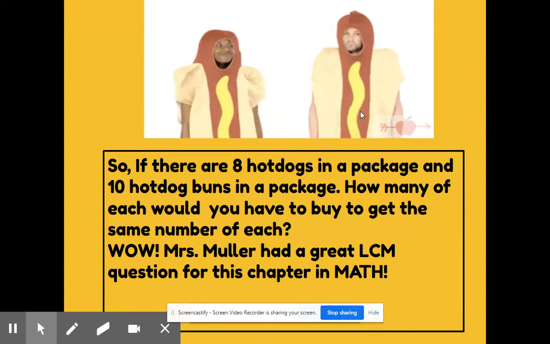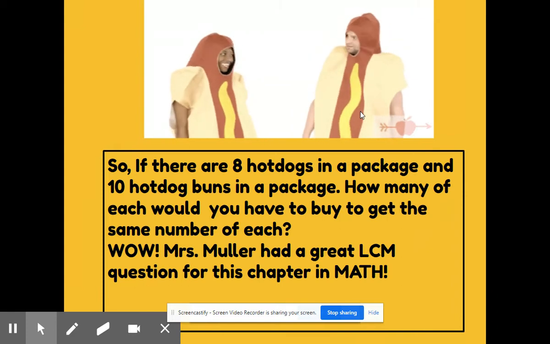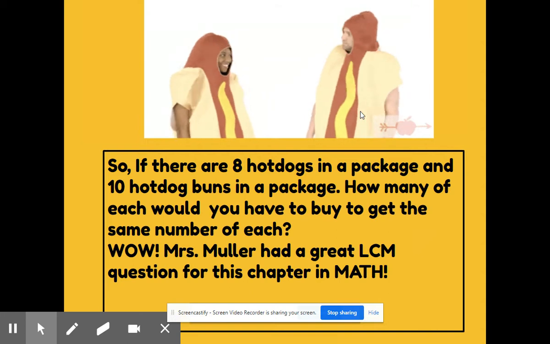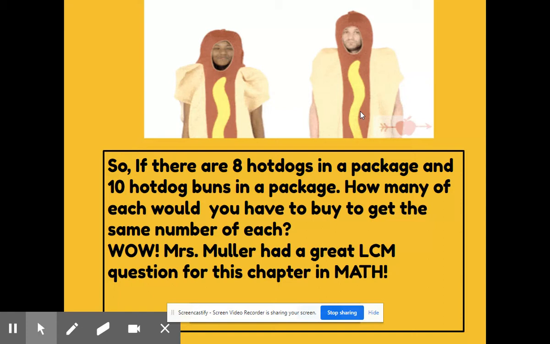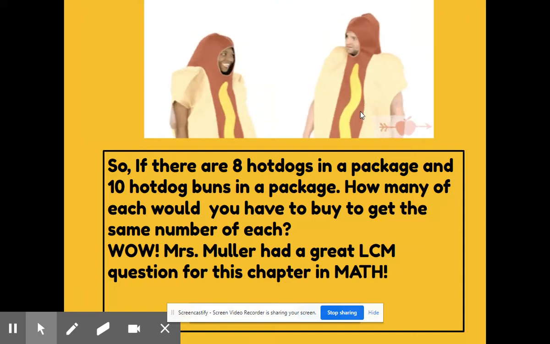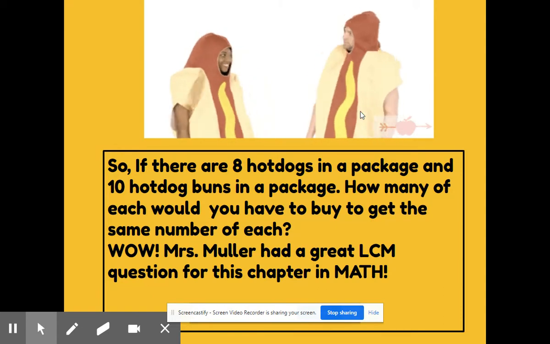It bugs me when my ratios aren't proportional. So thinking about that, if there's 8 hot dogs in a package and 10 hot dog buns in a package, how many of each would you need to buy to get the same number of each? Okay, I'm gonna let you guys think about that for a minute.